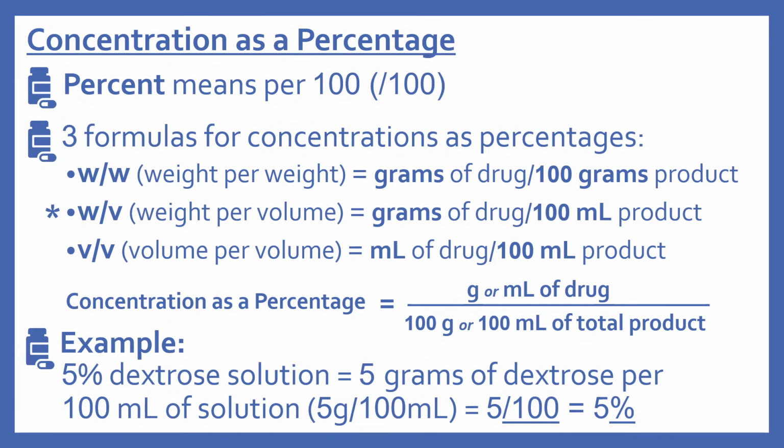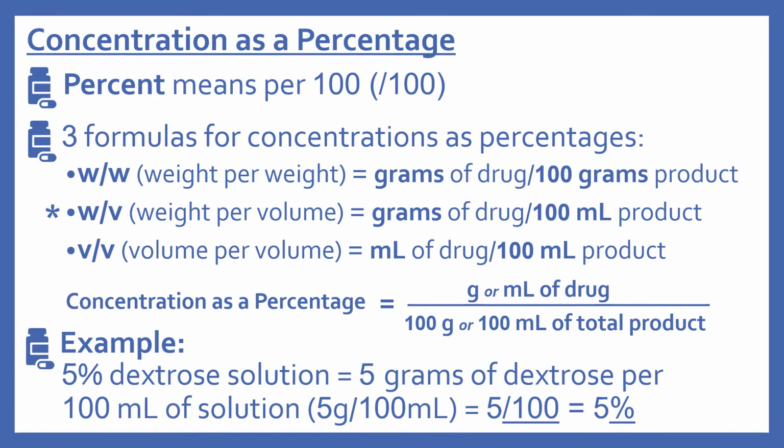There's weight per volume, or weight in volume, and I have a star beside it because it is the most common one you'll probably see. This means grams of drug per 100 milliliters of product, so it's a weight unit on the top and a volume unit on the bottom. And then there's volume per volume, or volume in volume. This is milliliters of drug per 100 milliliters of product. So both are volume units of measure.